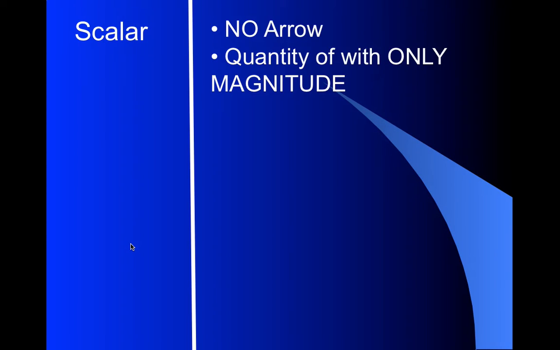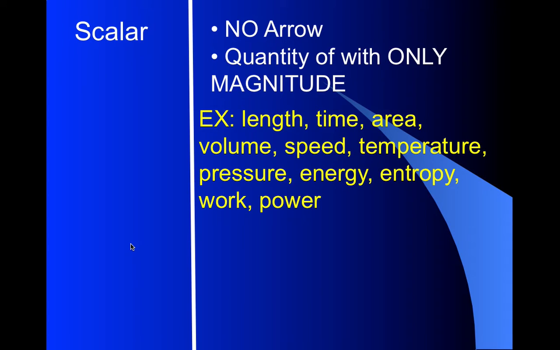For scalar, there is no arrow involved, and we'll go more into detail later at another time, especially if you're IB. Now, if a quantity has only magnitude, it does not specify direction of the force, then this is called a scalar. Length, time, area, volume, speed, temperature, pressure, energy, entropy, work, power. Again, these are just some. These are not all.